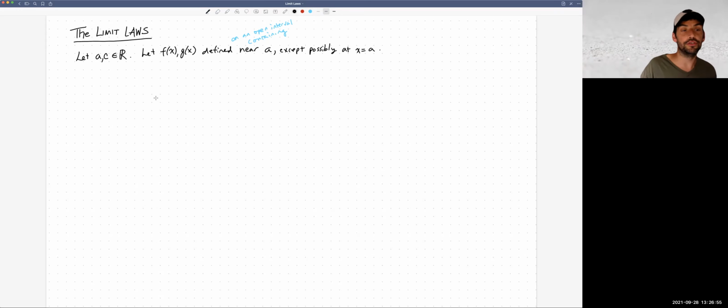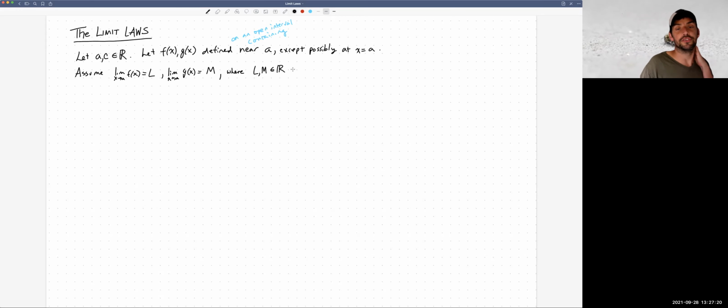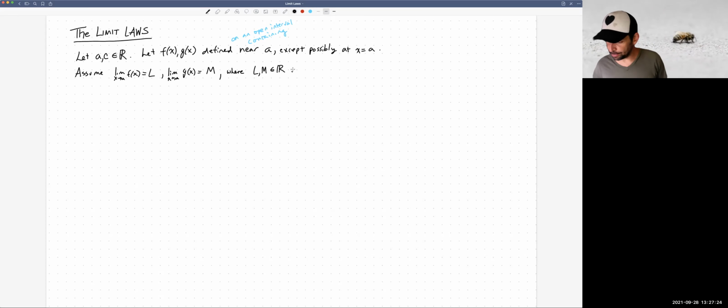And we will assume the limit as x goes to A of f of x is known to be L. The limit as x goes to A of g of x is known to be M, where L and M are in the set of real numbers. There's that set of symbols again. Okay, so that's all our setup, all the stuff we're going to be taking limits of.